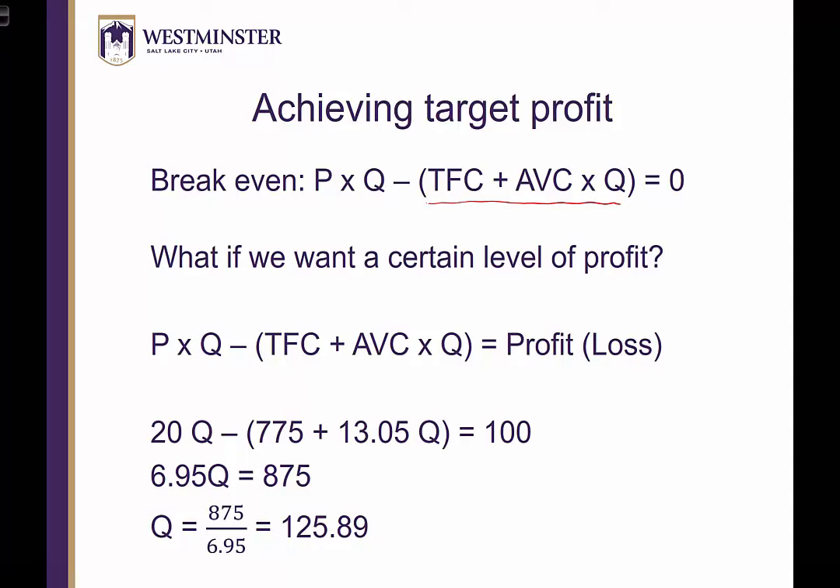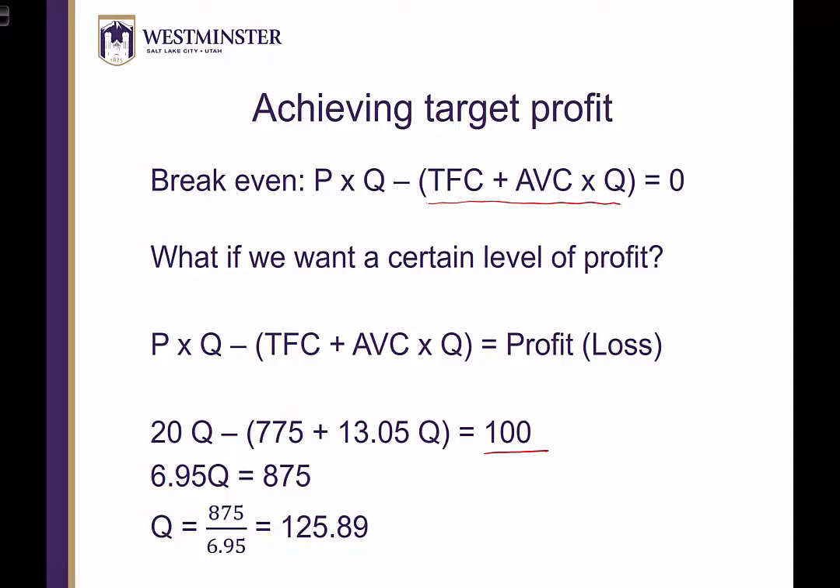So what if we want a certain level of profit? Well, in this case, let's assume that what we want is $100 in profit. We know that we've got 20Q, the price times the quantity, minus total fixed costs plus the average variable cost times the quantity. So we need to now identify at what quantity we can reach this profit of 100. We're going to do the same thing we did earlier, only instead of this being equal to 0, we're going to end up with something that gives us the equivalency of 100.